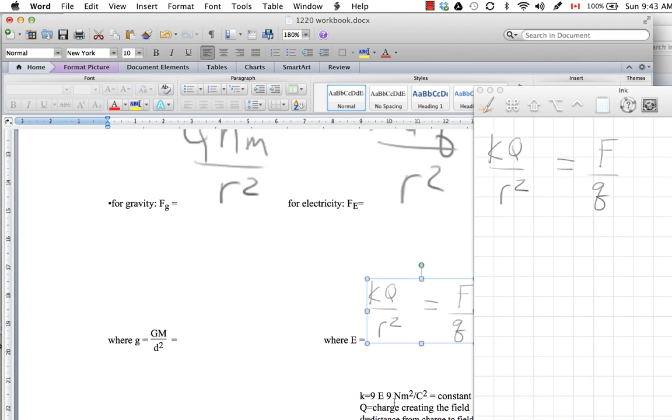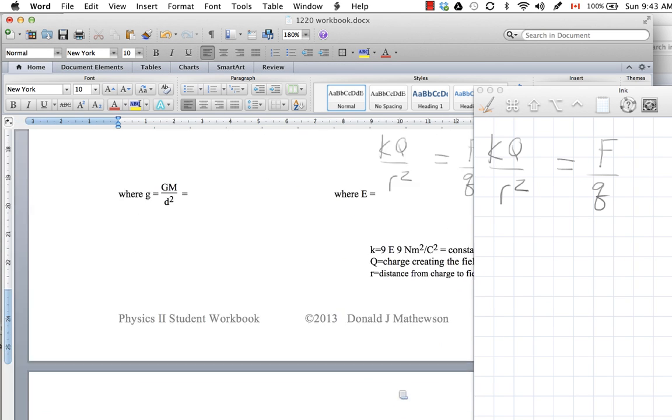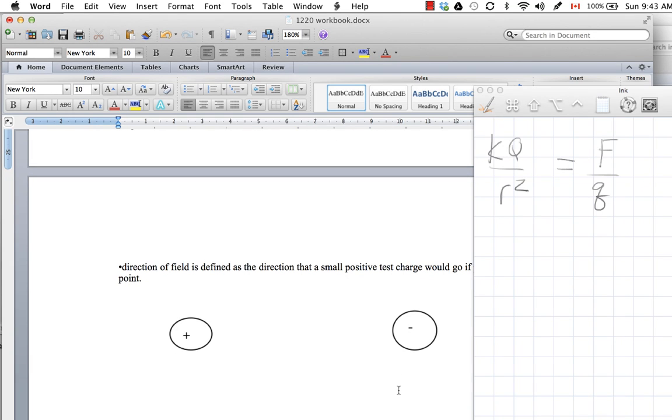So K is the same electricity constant, 9 times 10 to the 9 meters squared per coulomb squared. Q is the charge creating the field, and D, or I guess I should call it R now, R is the distance from that charge to the field point. Now, electric field is a vector quantity, and its direction is the direction that a small imaginary positive test charge would go.